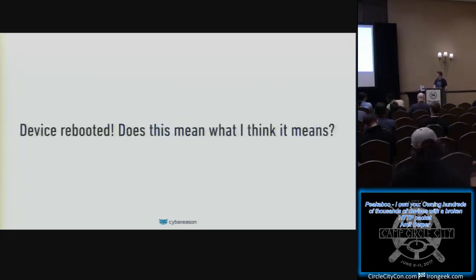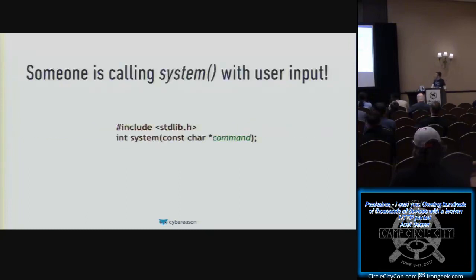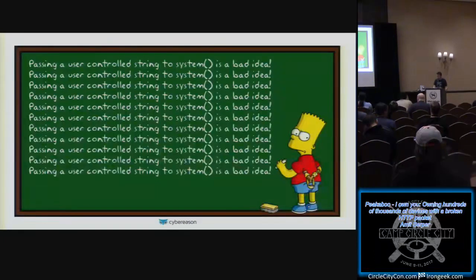So I wrote reboot, I hit submit, and that thing just rebooted. So, yep. So that means that there's code execution as root. And that means that someone is calling system with user input. Now, system is a standard function in C you can use, and basically it looks like this. And you just call it, and then you tell it what you want to run, and it'll run like a shell command.